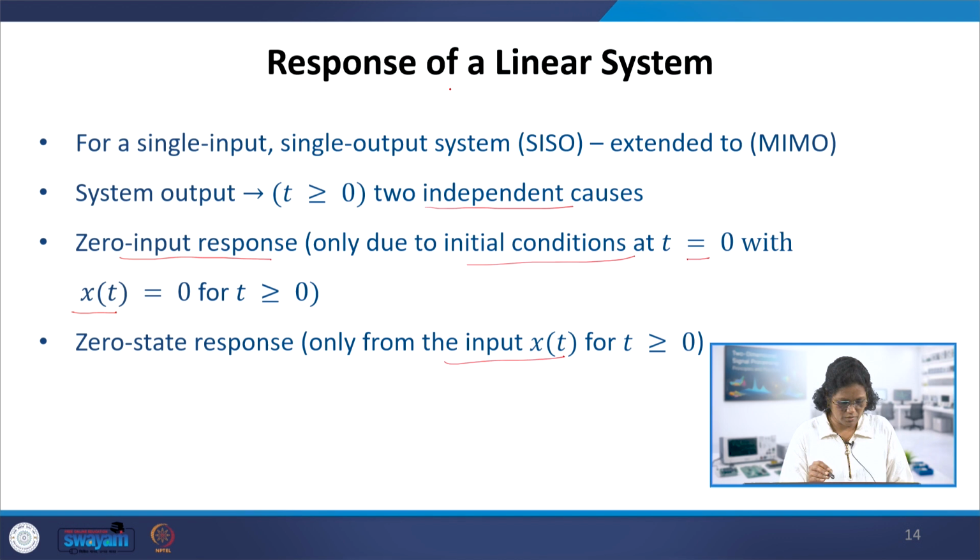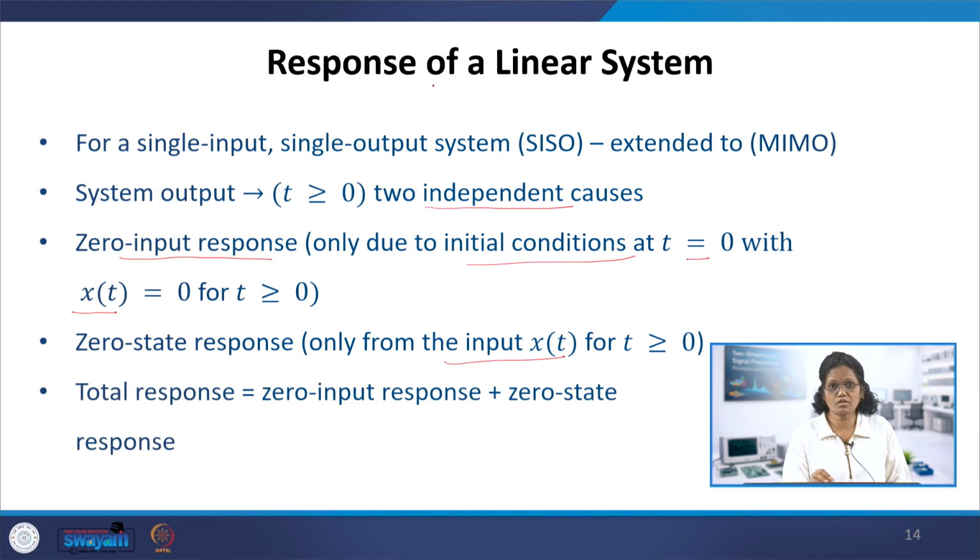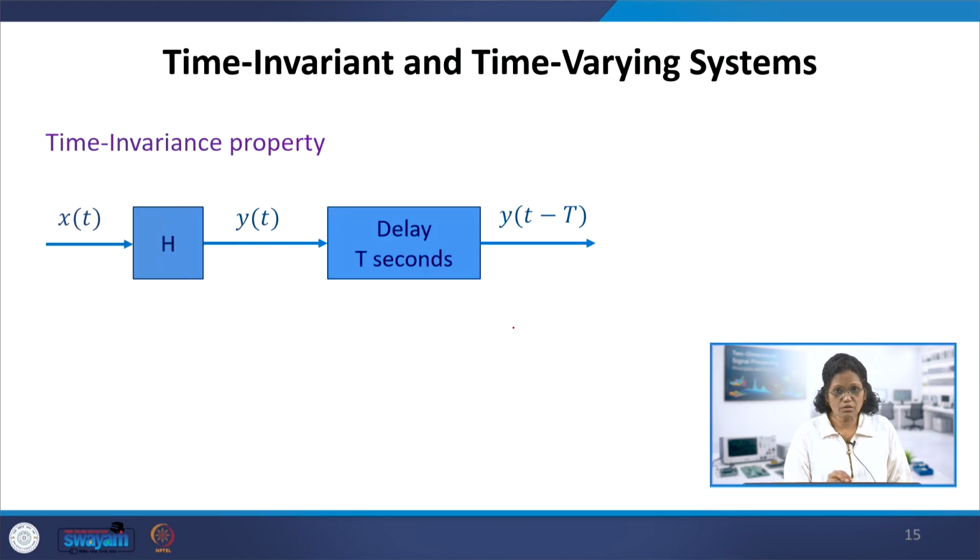So the total response would have two components: zero input response and zero state response. The zero input response is due to only the initial conditions, and the zero state response is only due to the input that is applied. So this is about the response of a linear system.